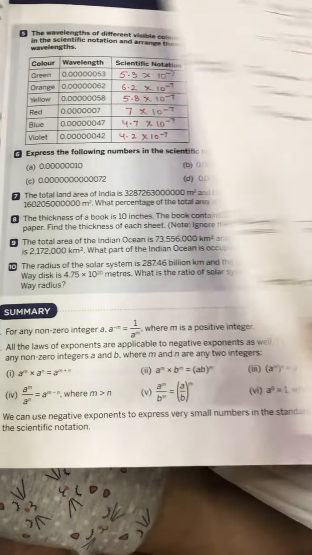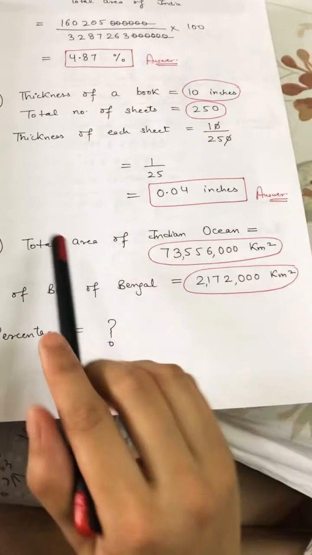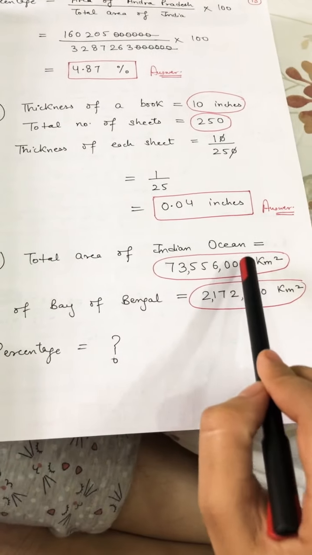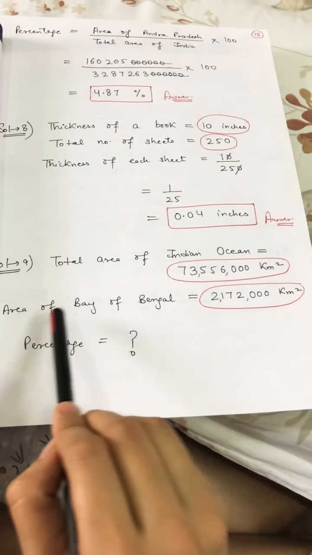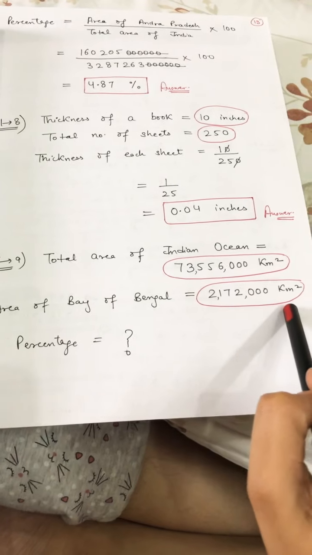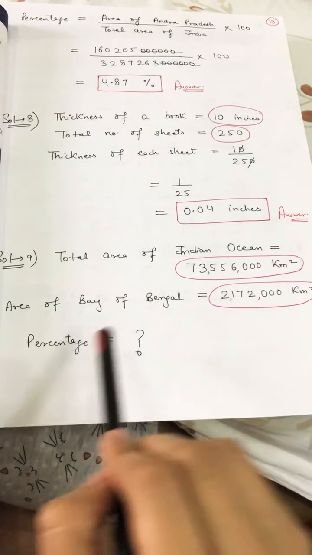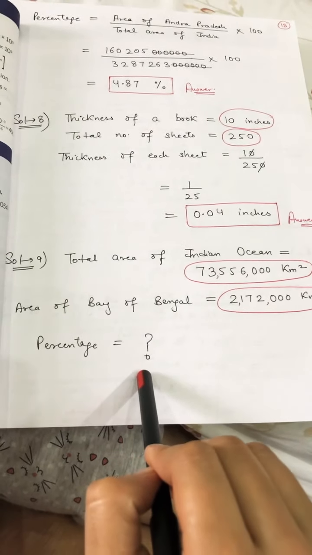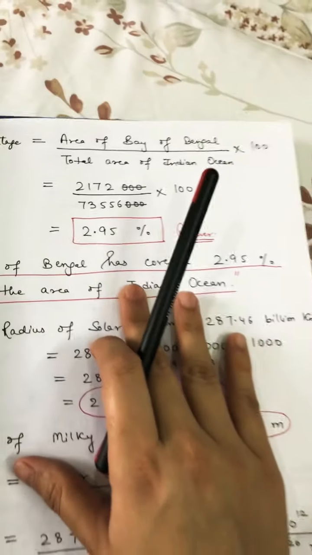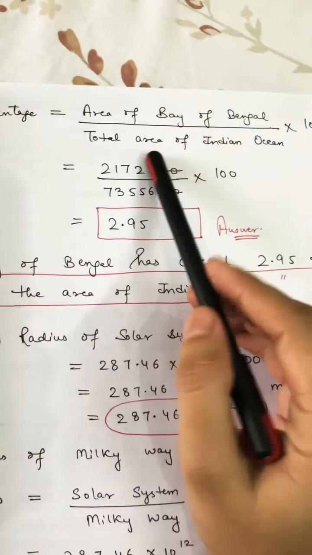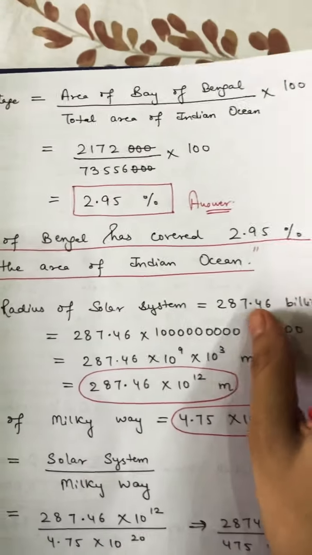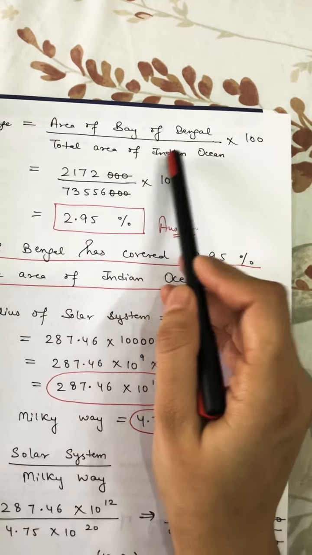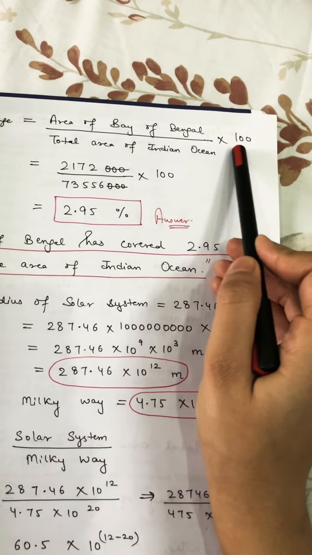Now again your statement will be like this. Total area of the Indian Ocean is this. Area of the Bay of Bengal is this. This is given in the statement. You have to find out the percentage. So percentage is equal to, this is the formula, area of the Bay of Bengal upon total area of the Indian Ocean, multiplied by 100.